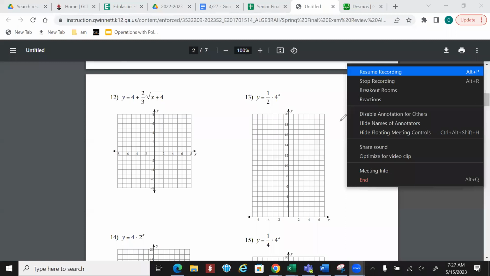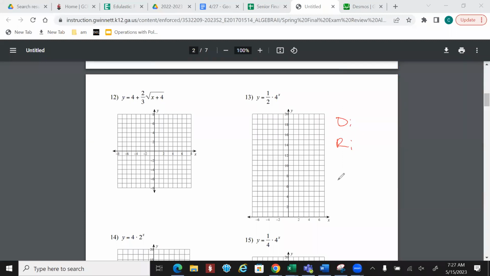Okay, so I want you to sketch this graph. I want you to identify the domain, the range. And this one, we're actually going to have a horizontal asymptote. So we're going to talk about that in just a second.